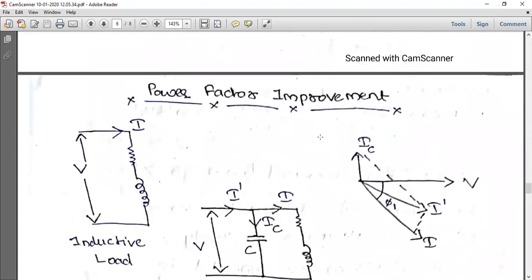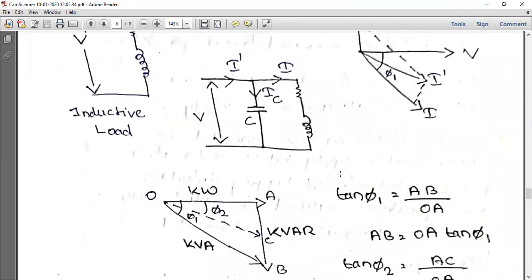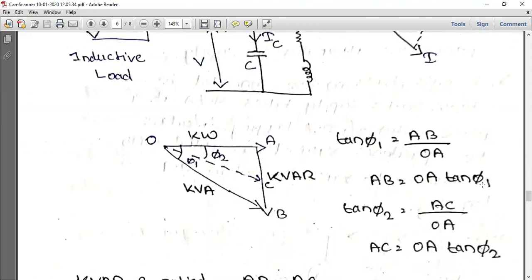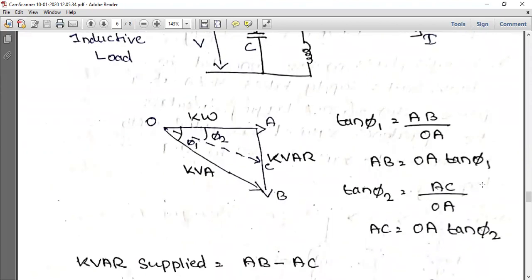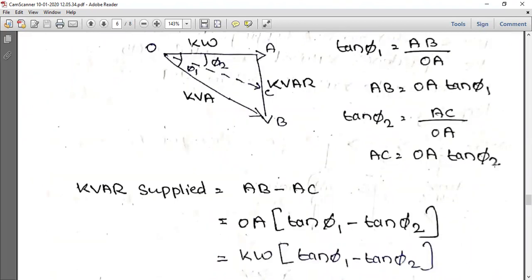Yes, okay. So power factor improvement, this is a similar type of question. These are the same concepts only. Here we are taking tan phi 1, which is AB by OA, opposite side by adjacent side. So AB is equal to OA tan phi 1. That is how it is derived. And tan phi 2 is AC by OA, so AC is equal to OA tan phi 2.